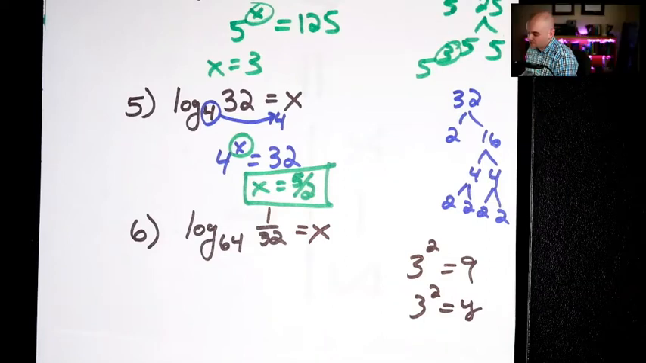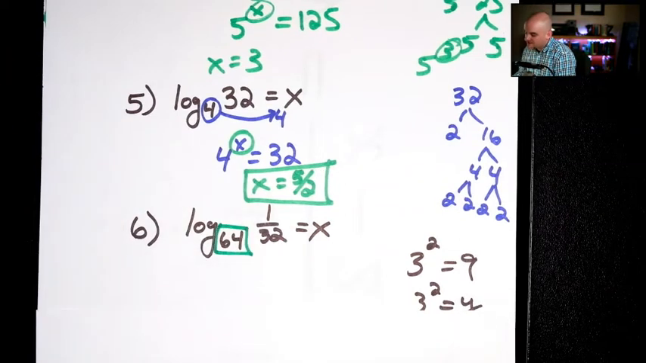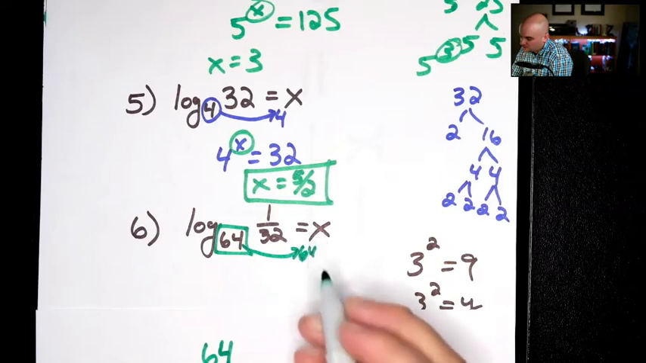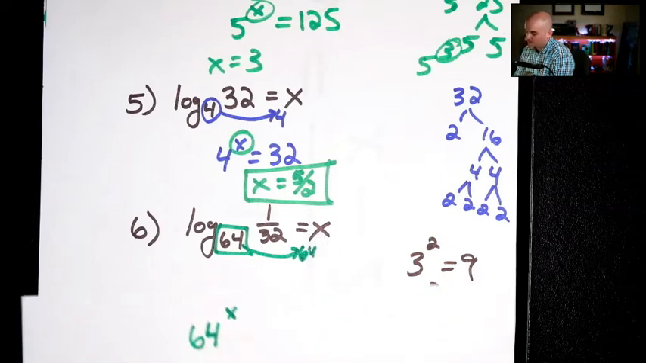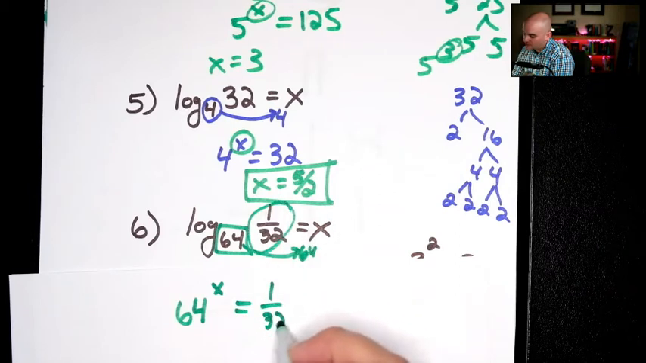And now what I'm going to do is take this and put it in exponential form. So the base here is 64. That's the same base I'm going to have in exponential form. And it's going to be raised, remember if we slide this over, to the x power. And that must equal what's written right here, 1/32.